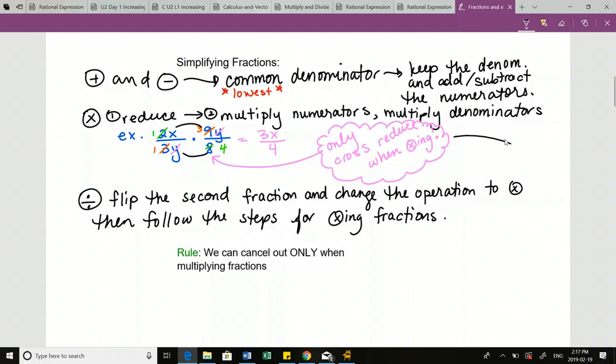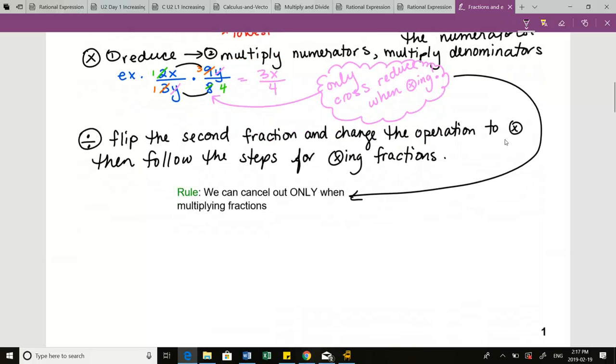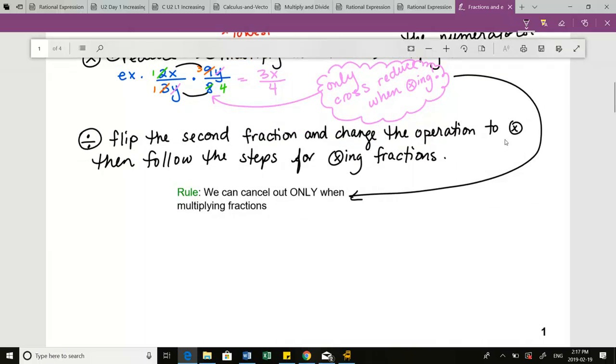Okay, so this is the rule that I'm talking about here. We can only cross-cancel when we're multiplying. However, at any time I can reduce an individual fraction if I need to. So if I have something like 2/4 plus 1/2, I can't cross-cancel any of that, but I can always reduce an individual fraction.